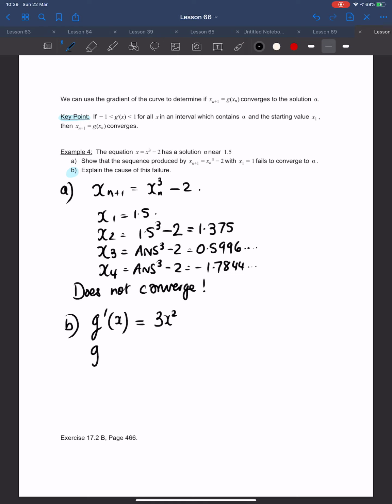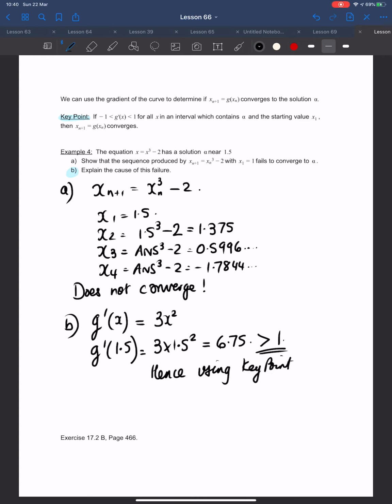If we've got g dashed of 1.5, it's 3 times 1.5 squared. 1.5 squared is 2.25, so times 3, that's 6.75, which is greater than 1. So hence, using the key point above, the iteration will not converge.